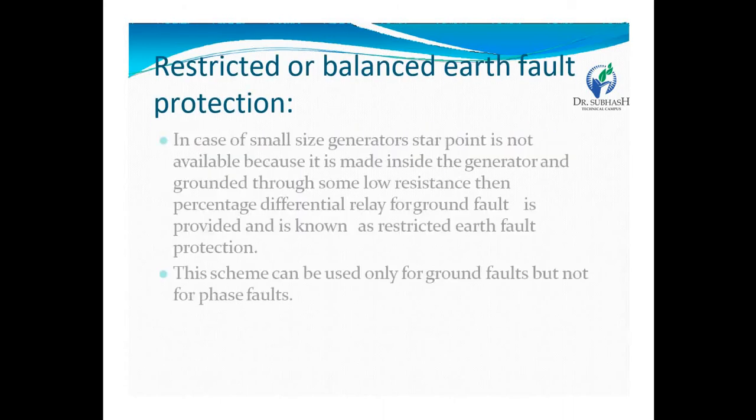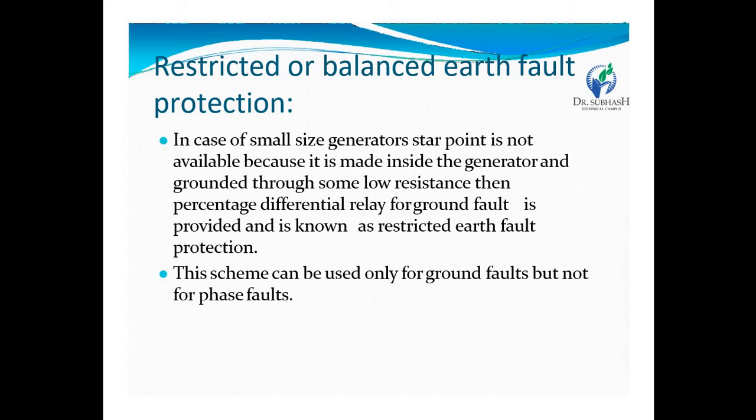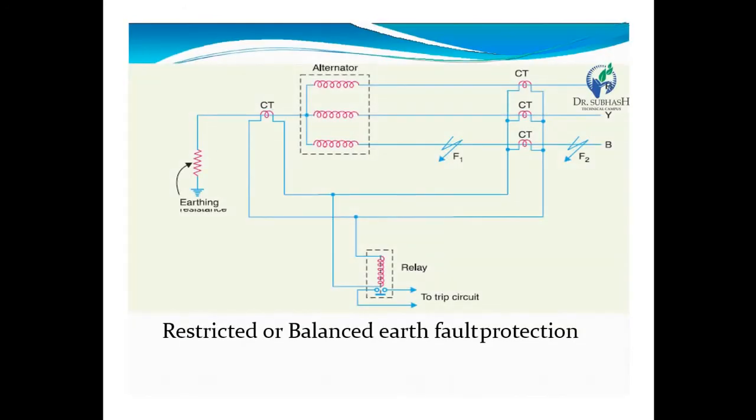Restricted or balanced earth fault protection. In case of a small size generator, the star point is not available because it is made inside the generator and grounded through some low resistance. Then a percentage differential relay for ground fault is provided, and it is known as restricted earth fault protection. This scheme can be used only for ground faults but not for phase faults. Now this image is particularly for restricted earth fault protection.